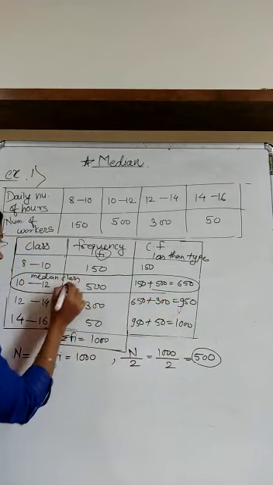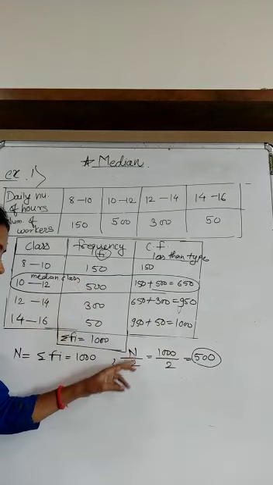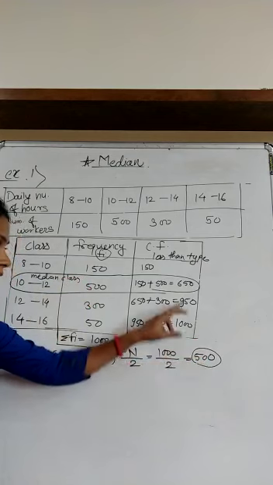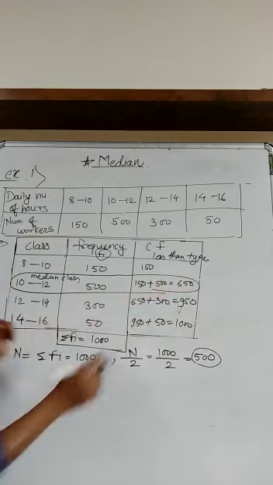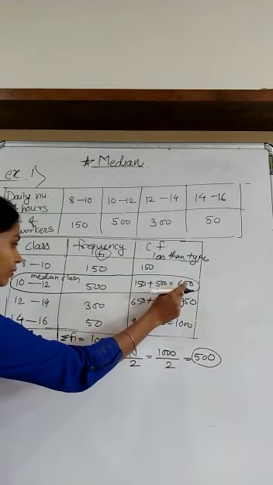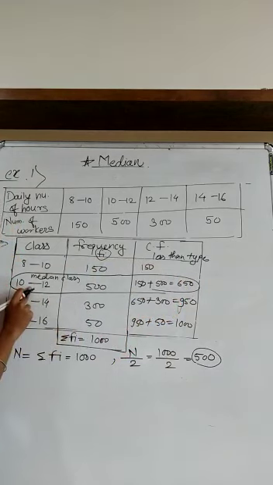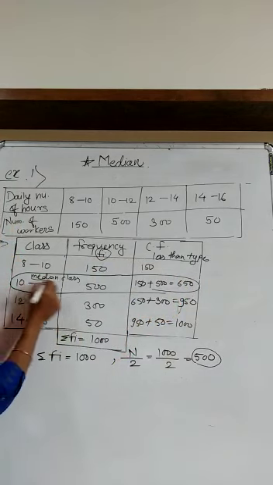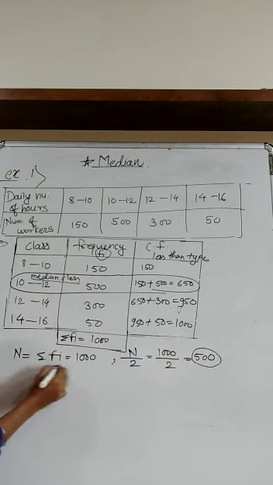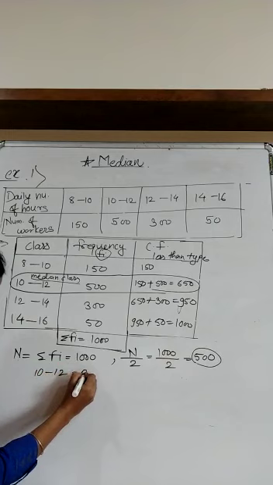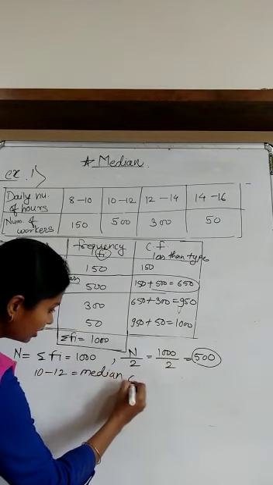How did we choose the median class? We did total frequency divided by 2 and got 500. Then we found a cumulative frequency which is greater than or equal to 500, and that we got as 650. But 650 is the cumulative frequency of which class? 10 to 12. So that class we are going to take as the median class. Now we have decided the median class. Let us write down the remaining parts of that formula. Our class 10 to 12 is our median class.